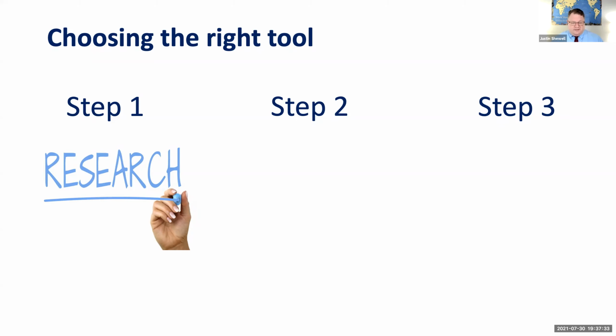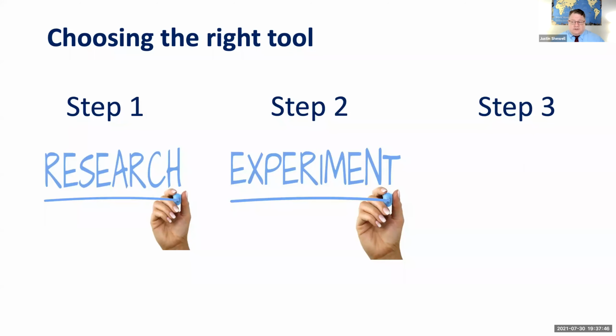And so that's a great place to ask teachers what types of tools they use for various teaching objectives. So the first thing you need to do is do your research. Step 2 is to experiment.